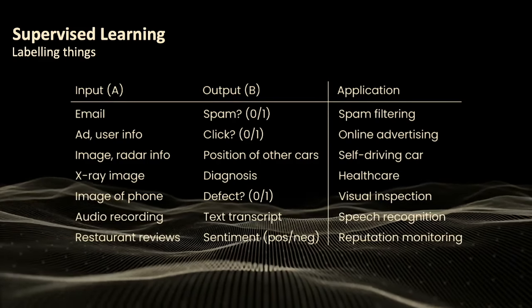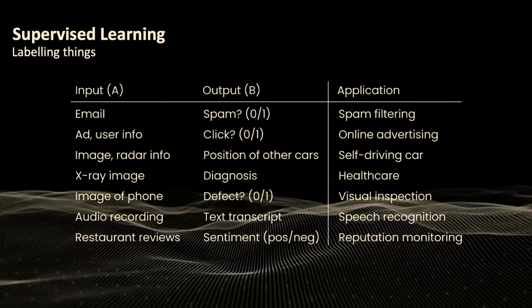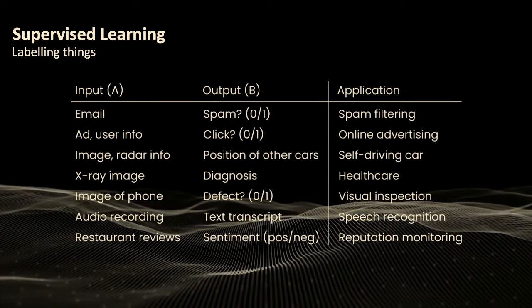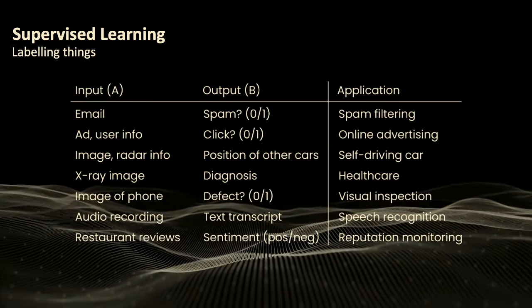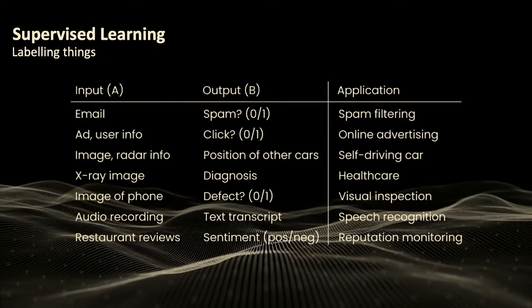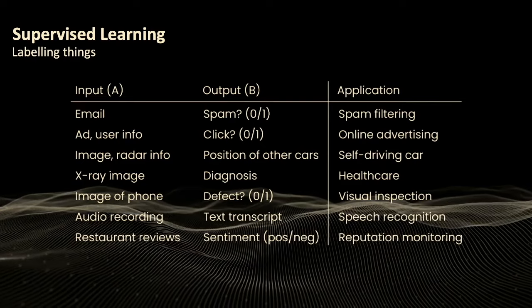And if you own a business and you frequently receive reviews for your products or your business, then you can have a reputation monitoring system to detect the sentiment of restaurant reviews, to tag it as negative or positive, and tackle all the negative feedbacks.